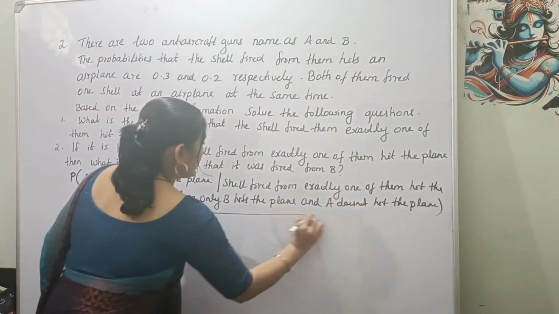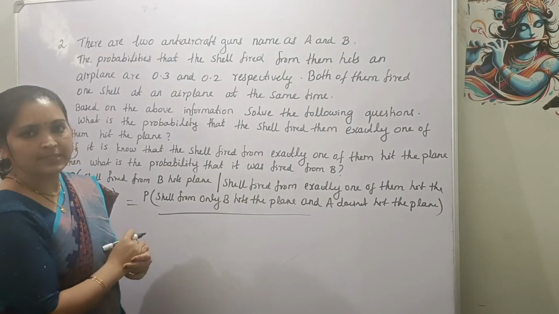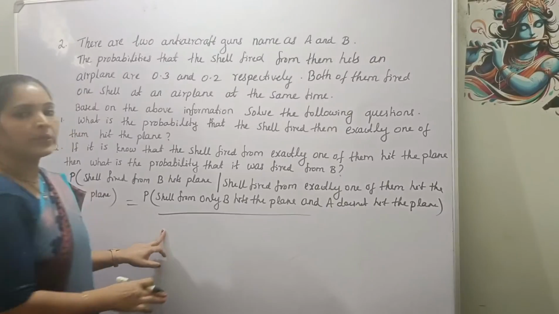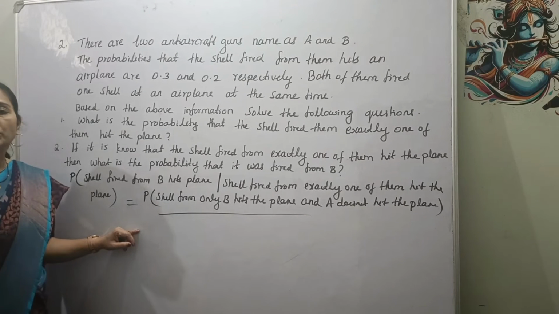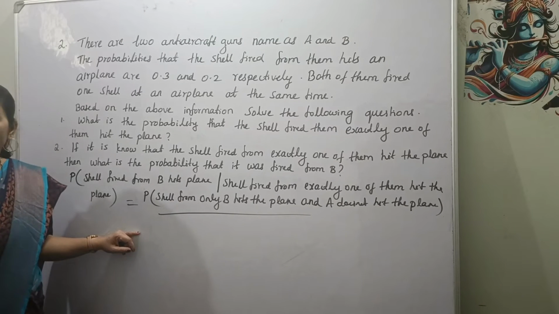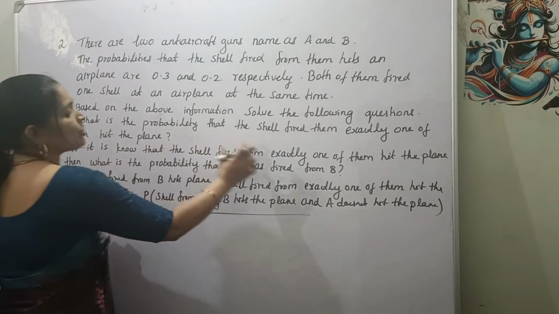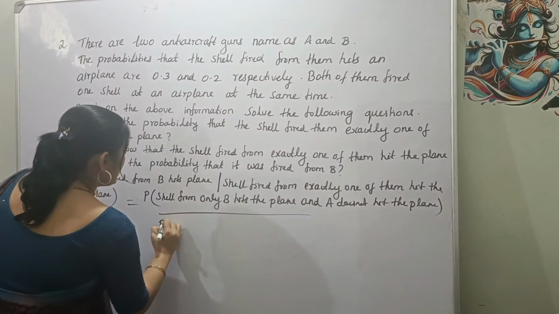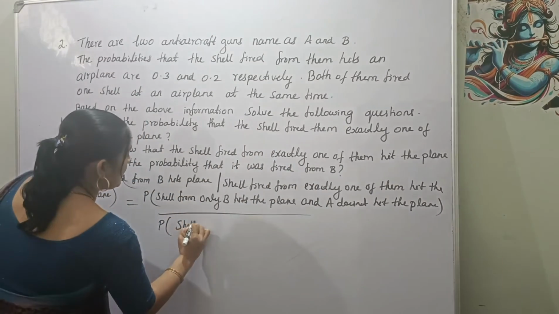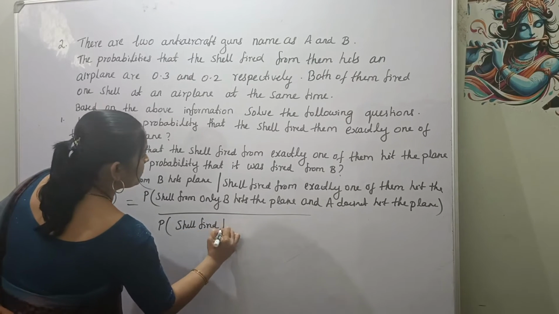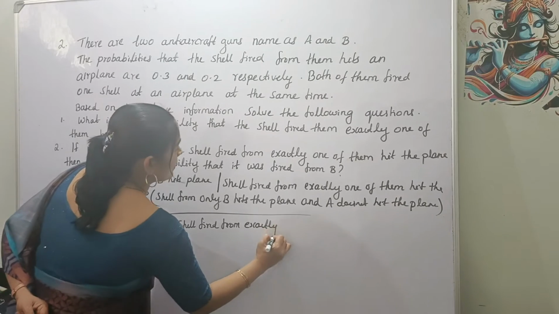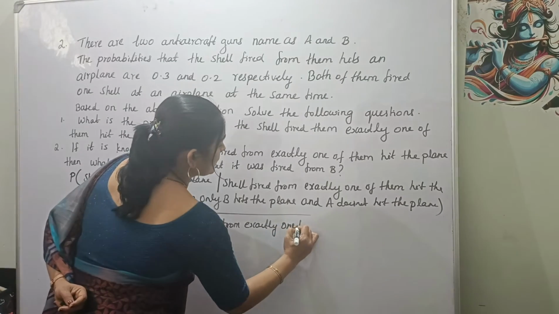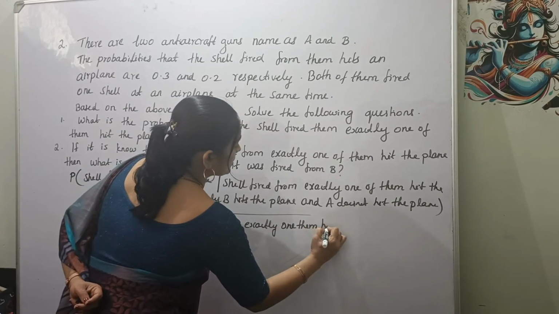Divided by, now it is the intersection of these two events. Probability of A given B is probability of A intersection B divided by probability of B. So what is probability of B? This one: probability of shell fired from exactly one of them hit the plane.